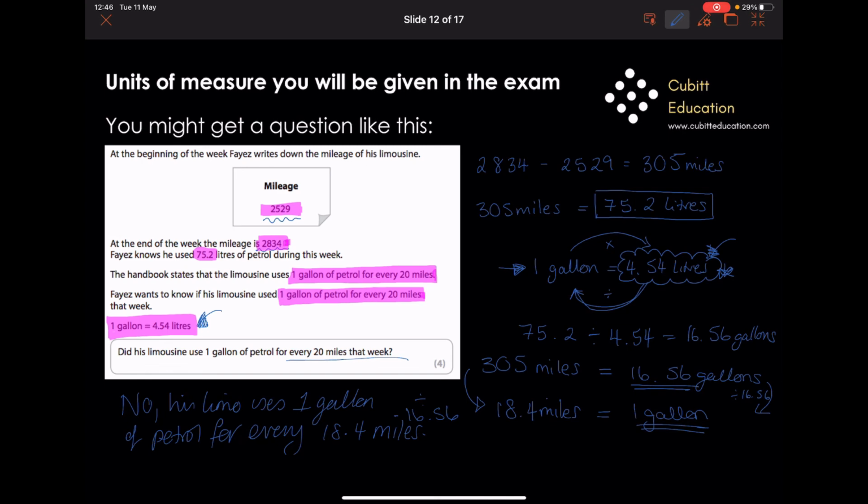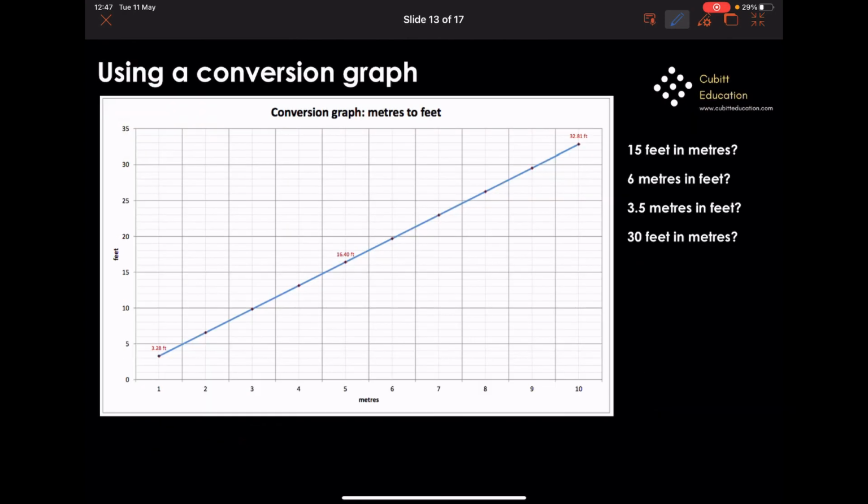Okay? So I hope that was clear as well, and I hope you got that right. Get used to using those conversions because they'll really help you if you fully understand how to use them. When I say conversions, I mean these, like writing them like this. 1 gallon to so many litres. Always put the 1 here. Okay? All right, the last thing we need to do then is have a quick look at some conversion graphs.